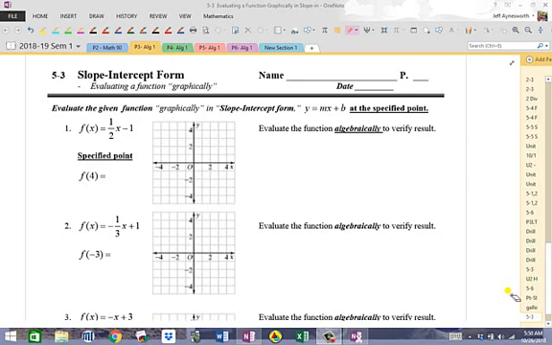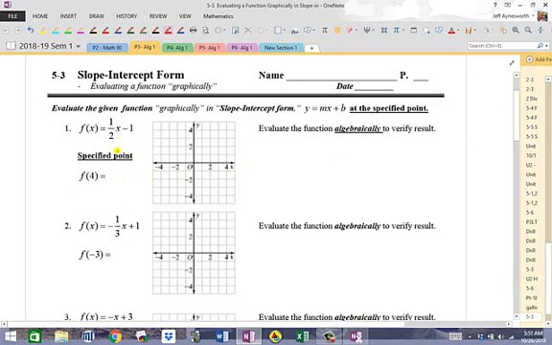This is Mr. Ainsworth, and we're going to get into a cool lesson on slope-intercept form and how to evaluate a function graphically and also algebraically. Okay, it's function evaluation, but we're going to do it graphically, and that's why you have a graph right here. So given a function, f of x is equal to 1 half x minus 1, which is in slope-intercept form. Find f of 4 graphically using the graph and also do it algebraically using the function itself.